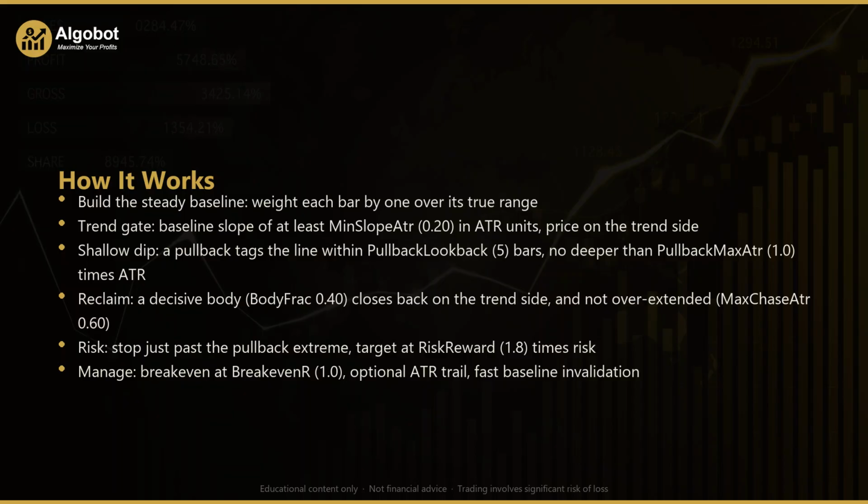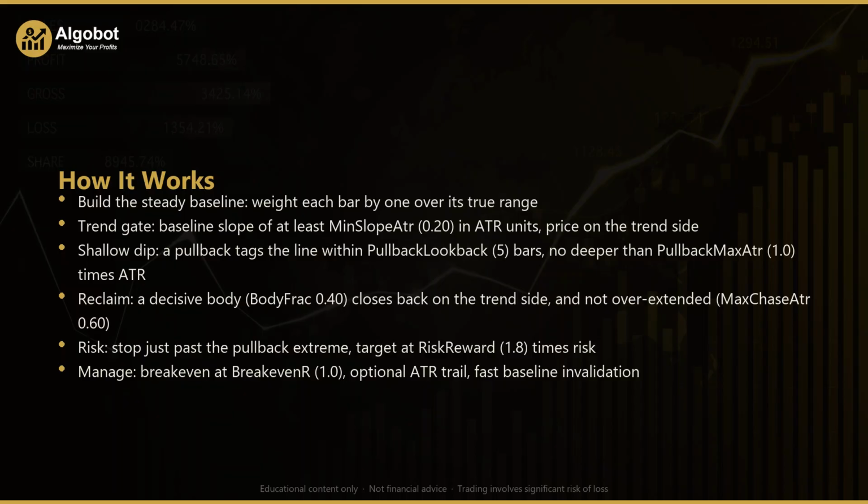Next come 3 gates that every setup must pass. The first is the trend gate. The strategy measures the baseline slope over the last SlopeBars, 10 bars, and divides it by the current ATR, so the measurement is scale-free. That slope must be at least MinSlopeAtr, which is 0.20, and price must sit on the trending side of the line. For a long, the baseline must be rising and price must be above it. For a short, the baseline must be falling and price below it. The strategy never fights the drift.